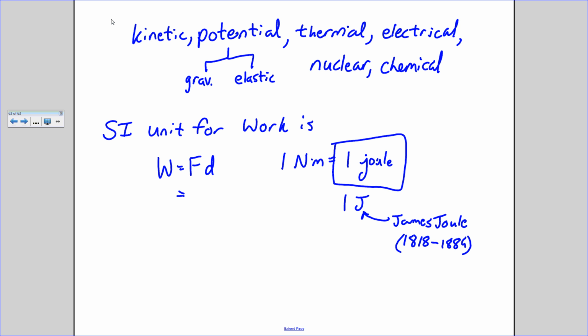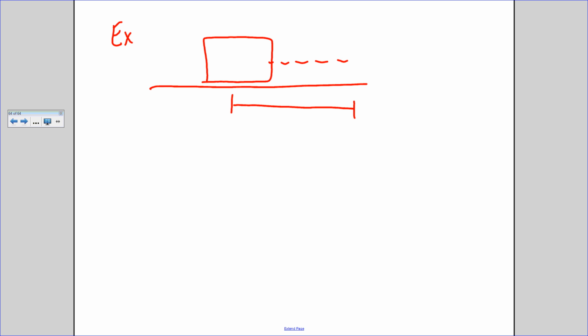Let's say that I have a block, piece of furniture, whatever. All right, and I need to push it across the floor. I want to push it from here over to here. Let's say that this distance is equal to 2 meters. And in order to push this, I have to exert a force. And that force is going to be equal to 10 newtons.